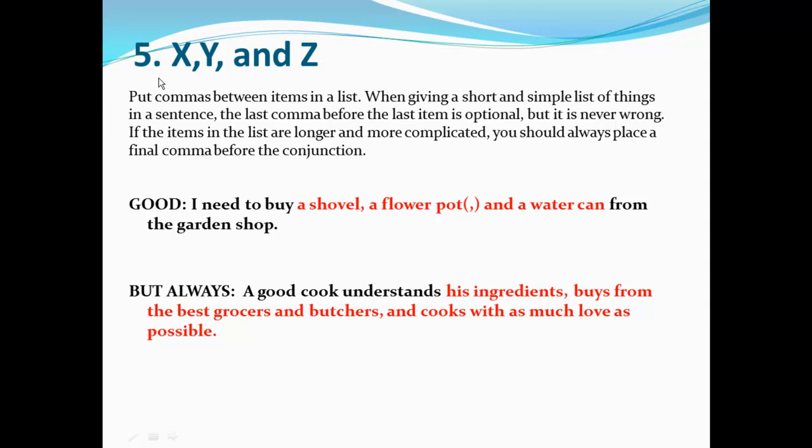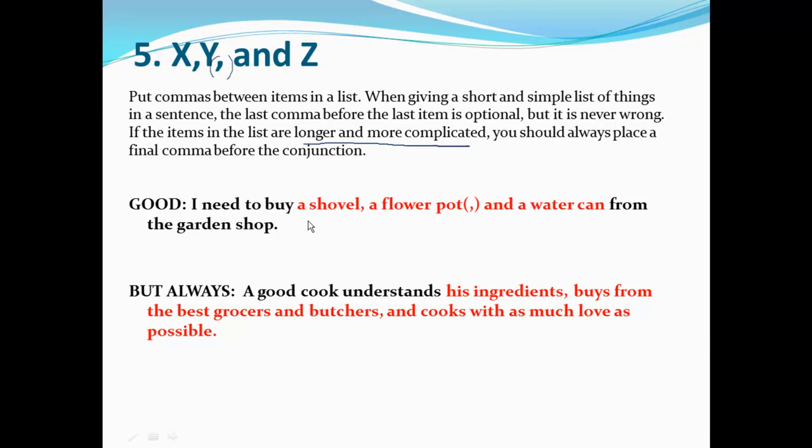The next one is when you have a series of items, X, Y, and Z. You put commas between the items in a list. When giving a short and simple list, you don't really need this one. So this one, the last one right before the conjunction, is optional. But you are never wrong for putting it in there. And this is in fact a good idea, because when you have longer, more complicated phrases you're connecting, you have to have the second comma. So, why not use it all the time? Then you'll never be wrong. Does that sound good? I'd like a rule like that.